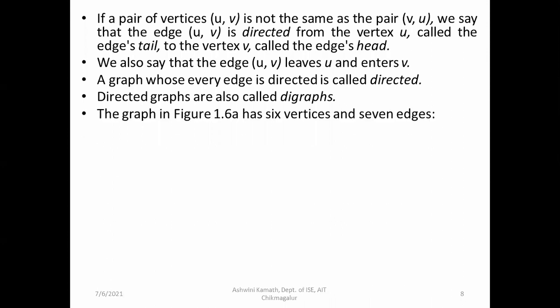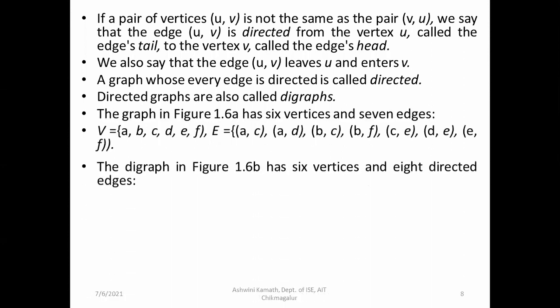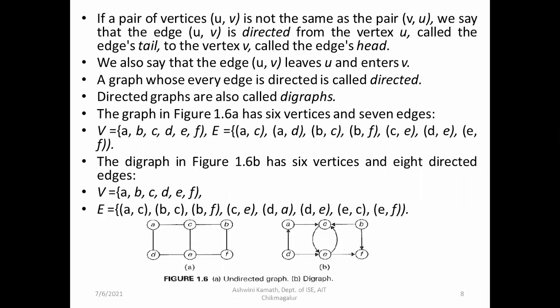A graph whose every edge is directed is called a directed graph. Directed graphs are also called digraphs. Remember that digraphs mean all edges are directed. The graph in the following figure, I'll show you the figure: in figure 1.6a it is an undirected graph, and in 1.6b we have a digraph.